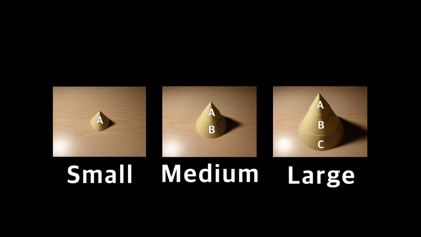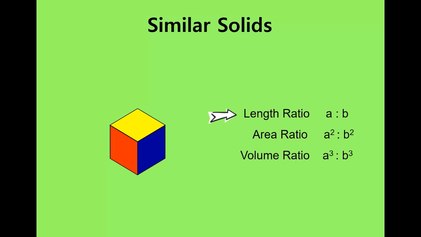Notice that their sizes are different, but their shapes are all the same. And when you have 2 or more solids that are equal in shape, you call them similar solids. I'm going to give you a very important idea about similar solids. For any similar solids, if the length ratio is A to B, then the area ratio will be A squared to B squared, and the volume ratio will be A cubed to B cubed.